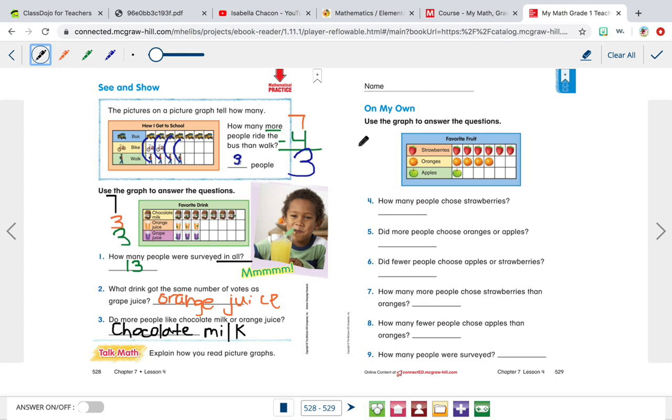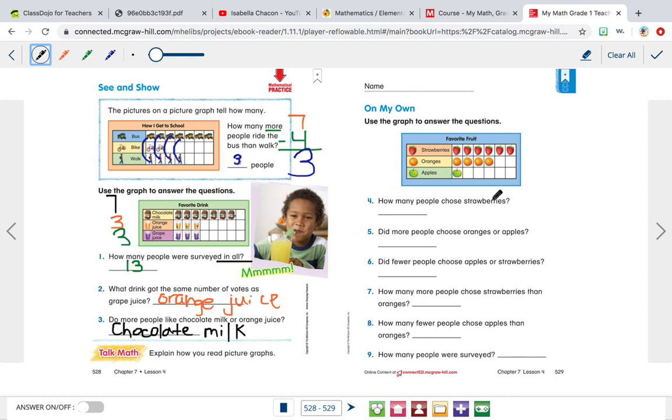All right, now on my own, you're going to use this graph to answer these questions. So favorite fruit: they surveyed people on their favorite fruit. There's strawberries, oranges, and apples. So how many people voted that strawberry was their favorite fruit? 1, 2. I'm not going to answer this for you yet. So what you're going to do is look at this graph and answer these questions on your own.